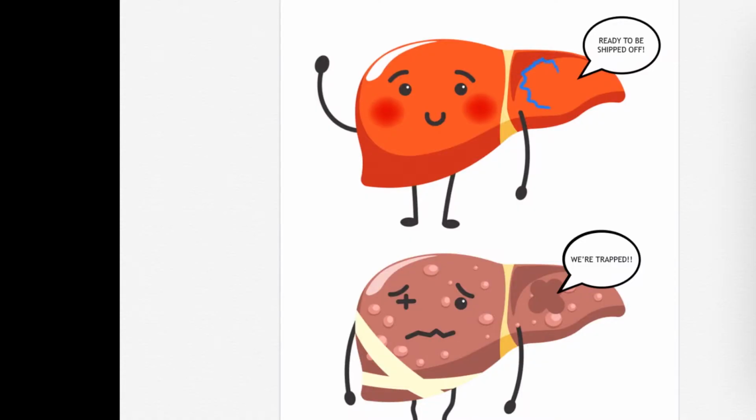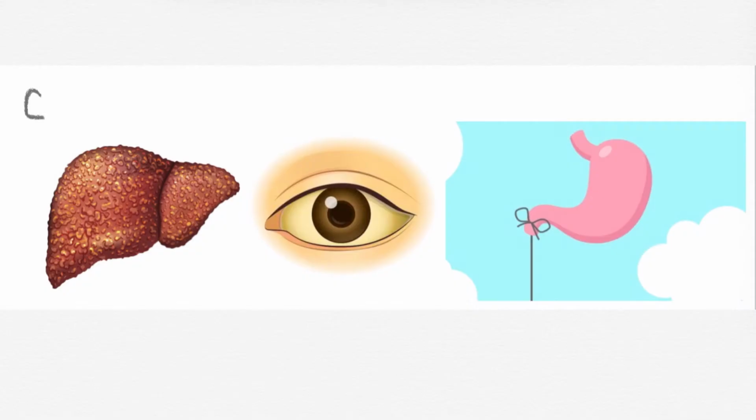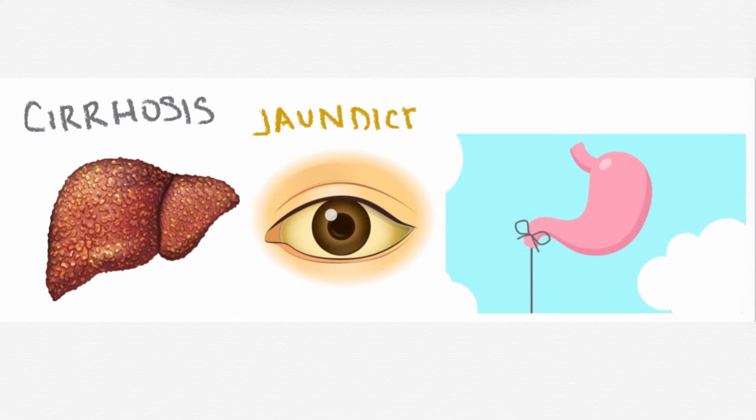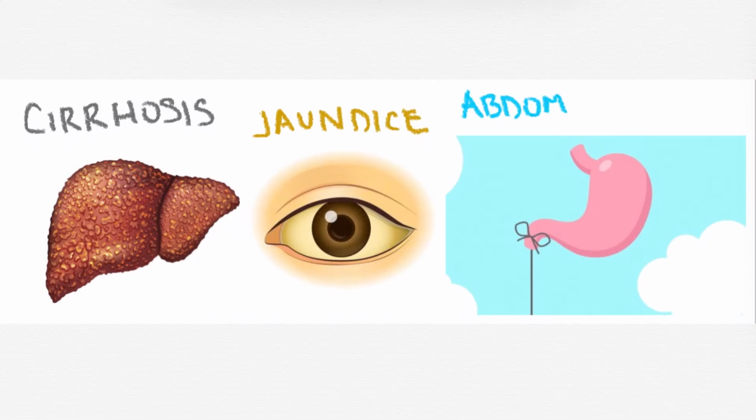In the liver, problems can arise too. When abnormal proteins are made, they become trapped in the liver instead of being released into the blood. This buildup of α-1 can damage the liver, developing conditions such as liver cirrhosis, jaundice, and abdominal swelling.